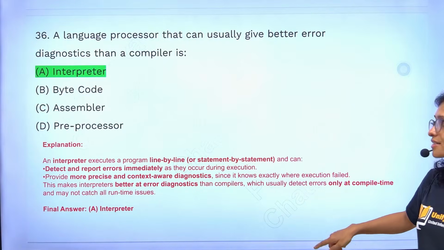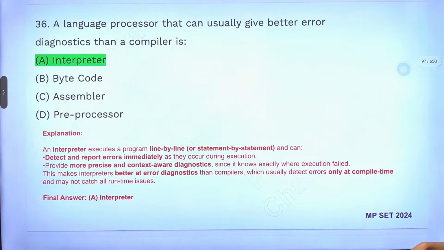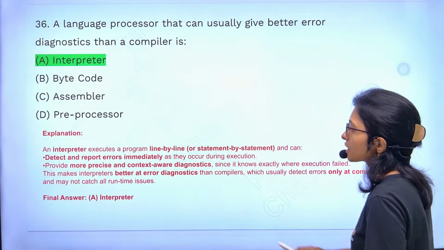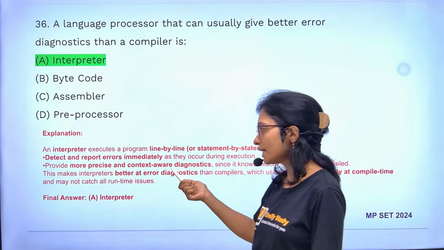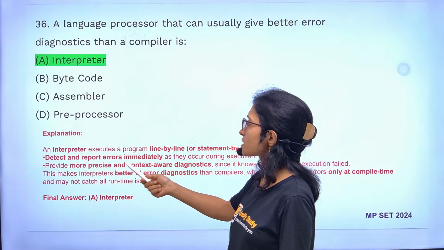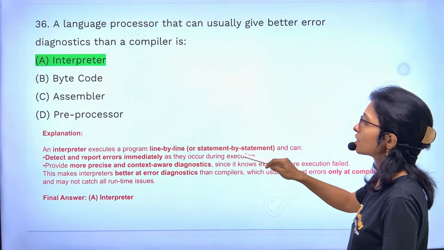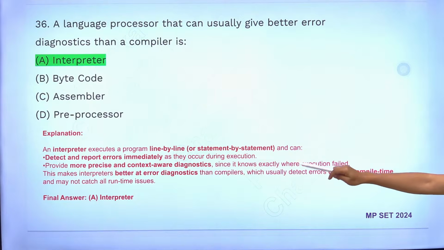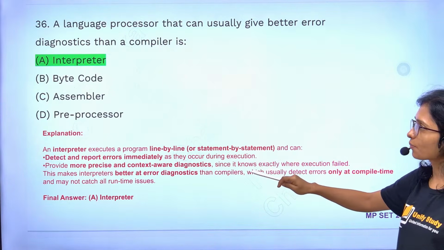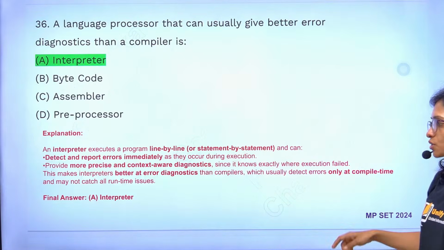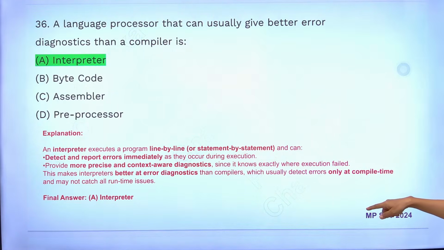Here the answer is interpreter. An interpreter executes a program line by line, or statement by statement, detects and reports errors immediately, provides more precise and context-aware messages, and makes the interpreter better at error diagnostics also. These are the advantages of an interpreter over a preprocessor. That's why here your answer is interpreter.